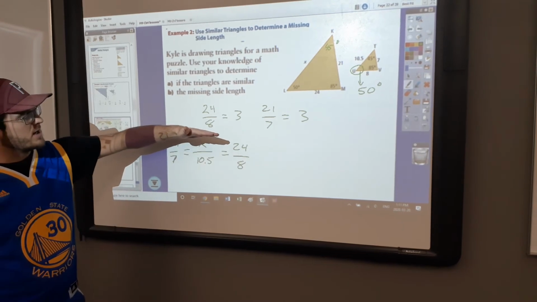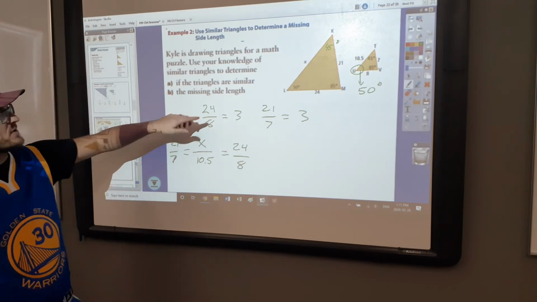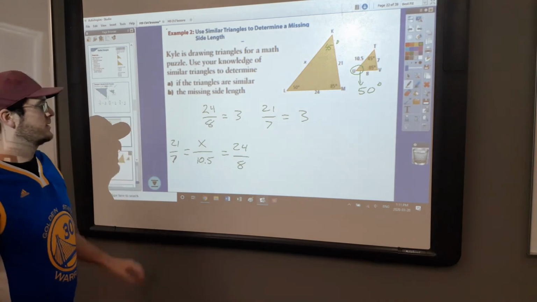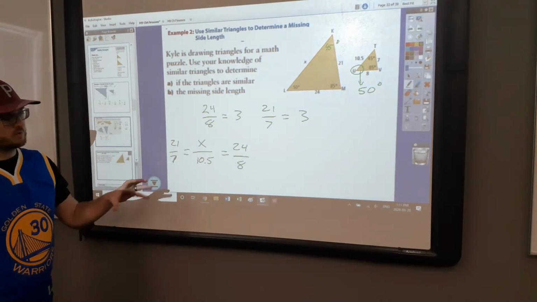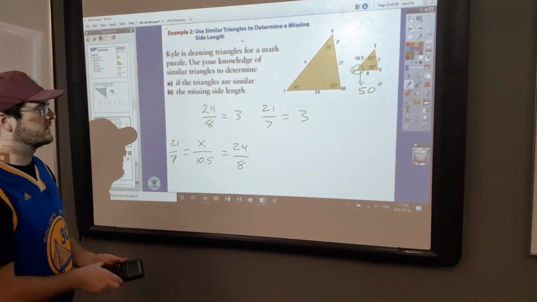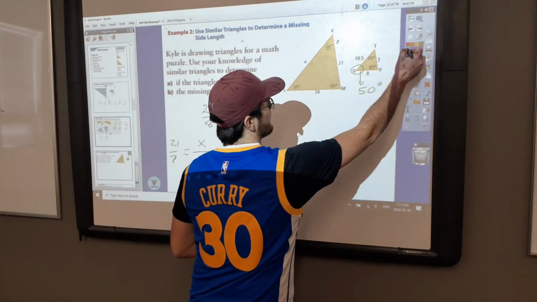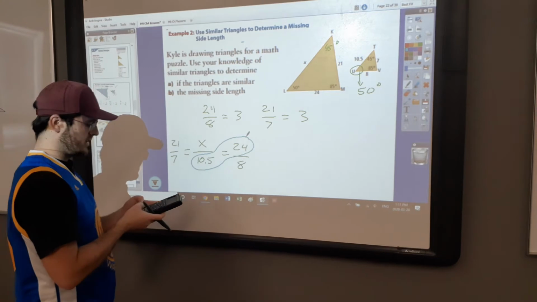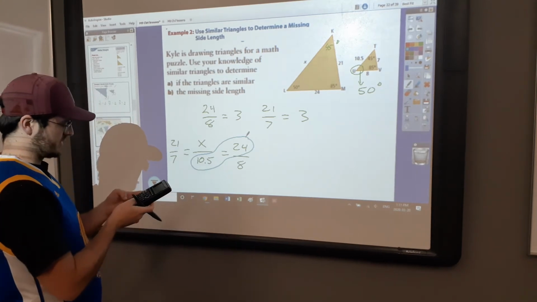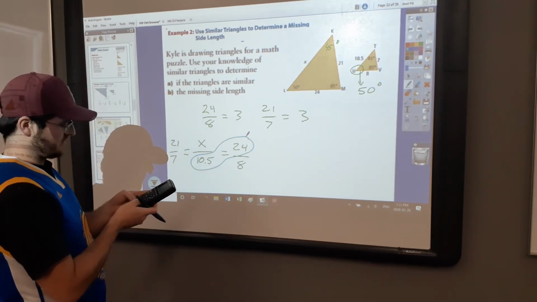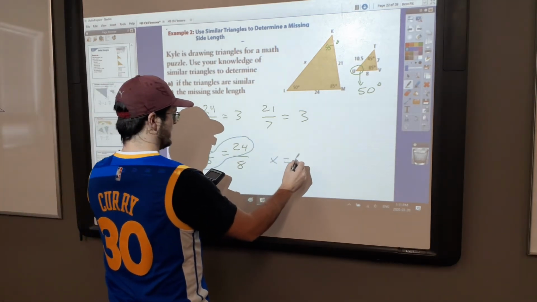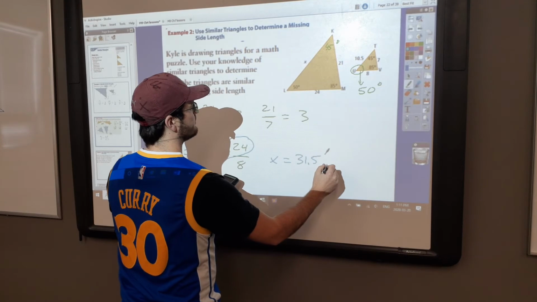What I should keep in mind is that on the top of all these fractions is the big triangle, and on the bottom would be the smaller triangle. So make sure you're not mixing this up and doing 8 and 24 instead. Okay, so if you do that, you should be able to cross multiply and divide. So here I can do 10.5 times 24 and then divide by 8. Gives you, I believe, 31.5.